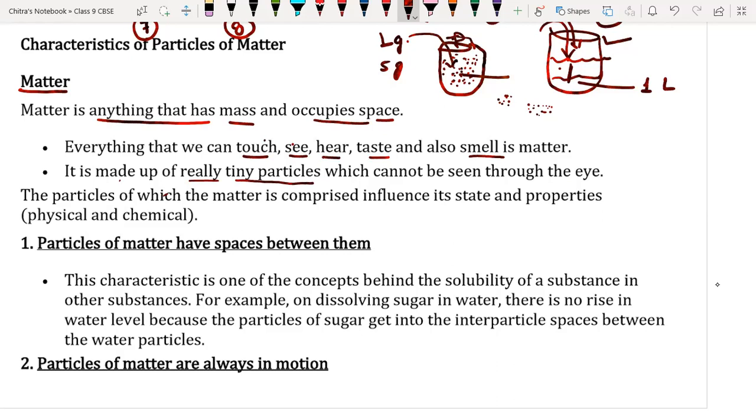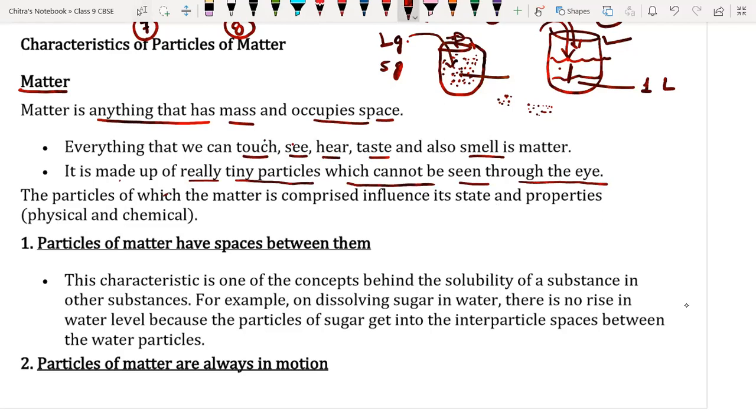They are very tiny, microscopic and indivisible particles, which cannot be seen with the eyes. So with normal eyes, we cannot observe them. But in the Tyndall effect, we can observe those particles easily. You know what the Tyndall effect is?